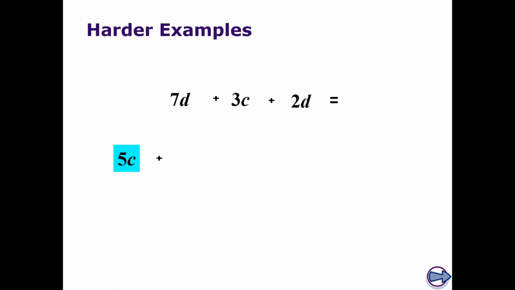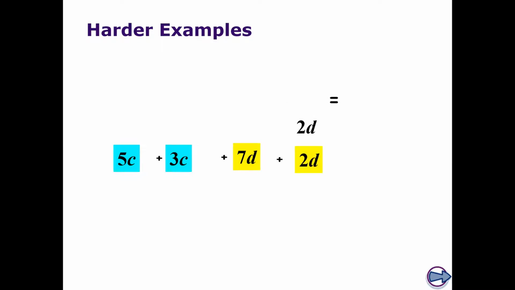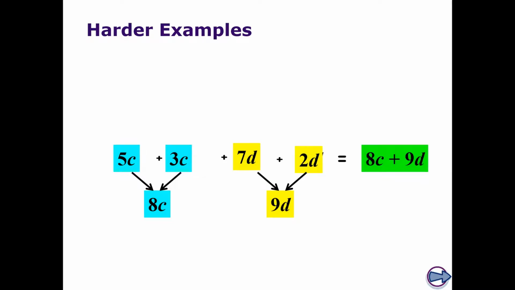So we've got 5C. I'm going to collect that with the 3C. So 5C plus 3C. And then we've got plus 7D plus 2D. So that is us. We've collected our like terms. And then we just need to answer them. So 5C plus 3C gives you 8C. 7D plus 2D gives you 9D.